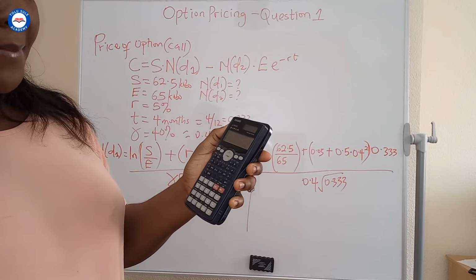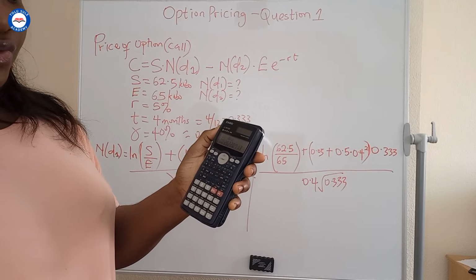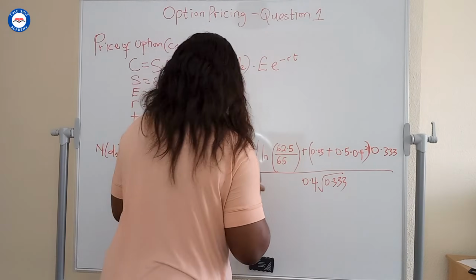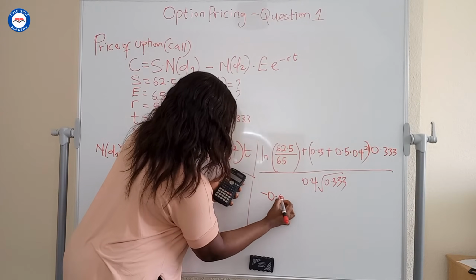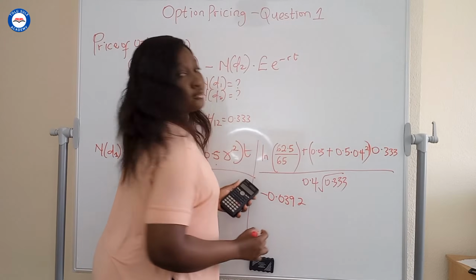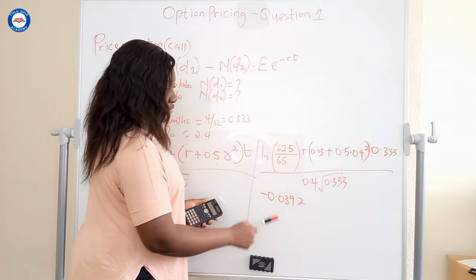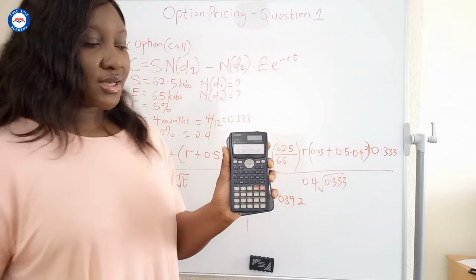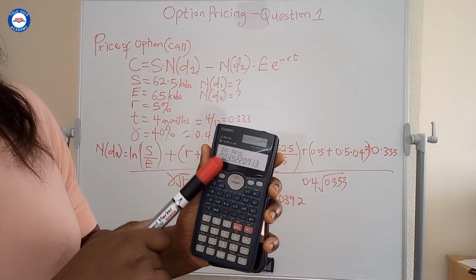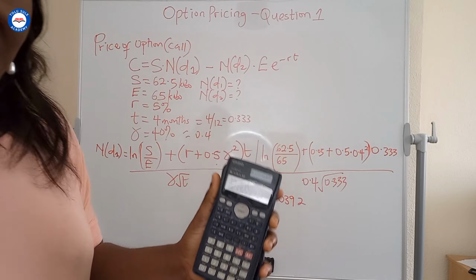Makes it easier. You have minus 0.03922. So you write that there. Minus 0.0392. Four numbers after the decimal is okay. You don't have to write out all the numbers. And don't make a mistake. There's a difference between minus 0.392 and minus 0.0392.